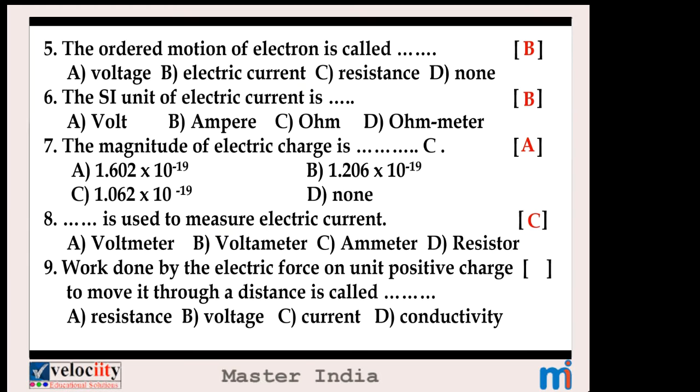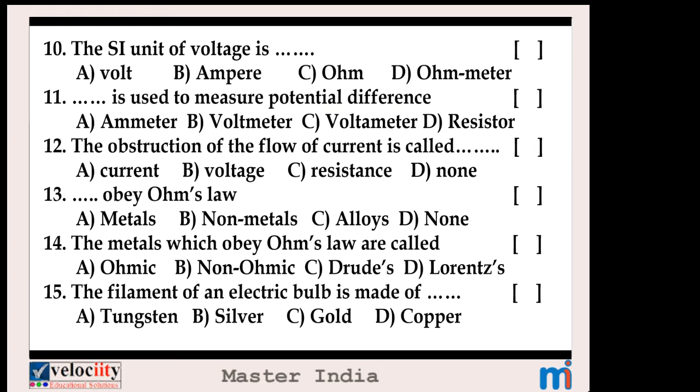Ninth one, work done by the electric force on unit positive charge to move it through a distance is called A, resistance. B, voltage. C, current. D, conductivity. The correct answer is B, voltage. Work done by the electric force on unit positive charge to move it through a distance is called voltage.